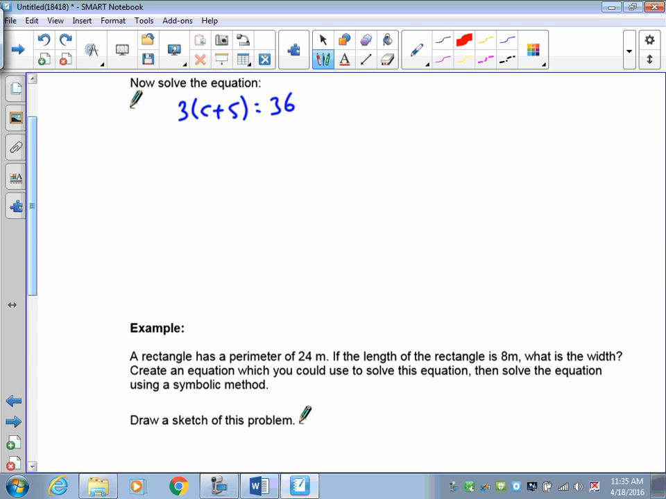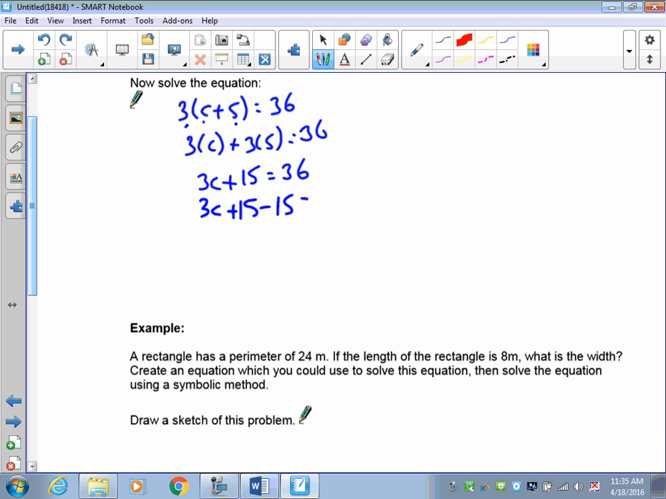First thing we need to do is take care of the expansion here. So 3 times C, plus 3 times 5 is equal to 36. This becomes 3C plus 15 is equal to 36. So if you did your expansion correctly, there's your first set of marks. Now I've got to get rid of the positive 15 by subtracting 15 from both sides. Okay, so you put a negative 15 with a positive 15. Now the 15's become my zero principle. 36 take away 15 is 21. So I'm now down to 3C is equal to 21.